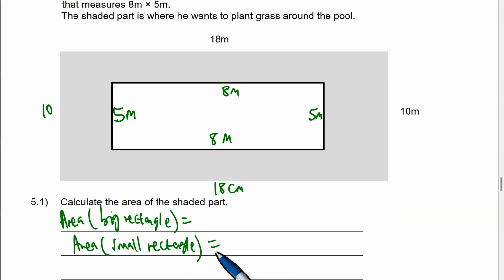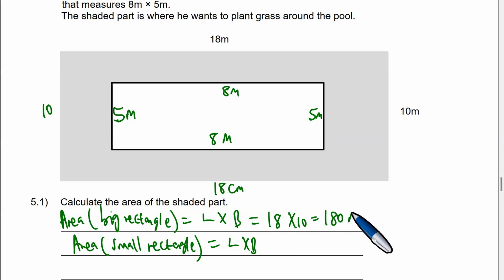What is the area of the big rectangle? Right, the area of the big rectangle, the formula says length by breadth. Also the small rectangle, the formula says length by breadth. What is the length of the big rectangle? Right, the big rectangle, the length is 18 by 10. What is 18 by 10? It's 180 square meters. Length by breadth of the small rectangle. The length is 8 by 5. 8 by 5 is 40 square meters.